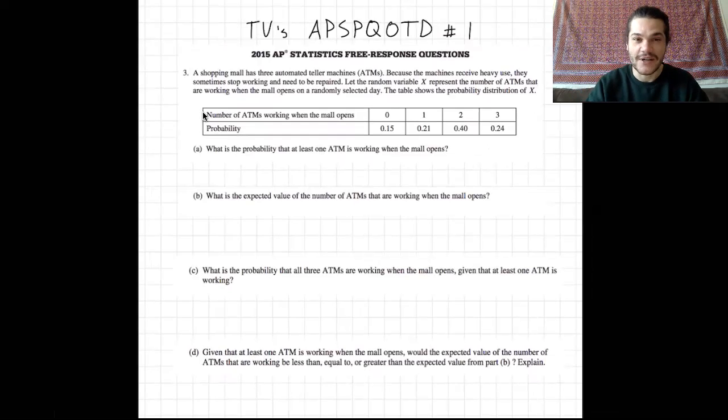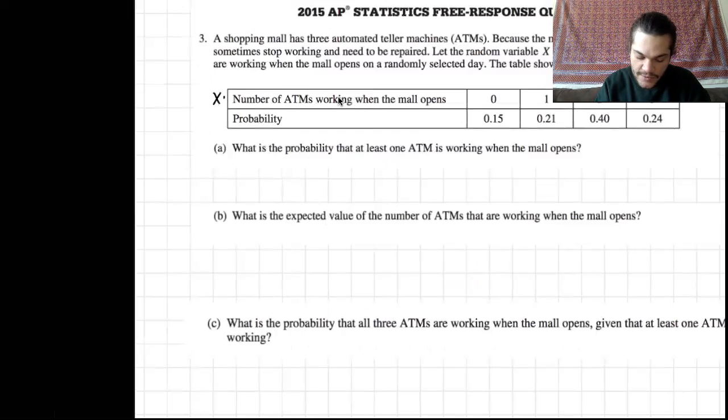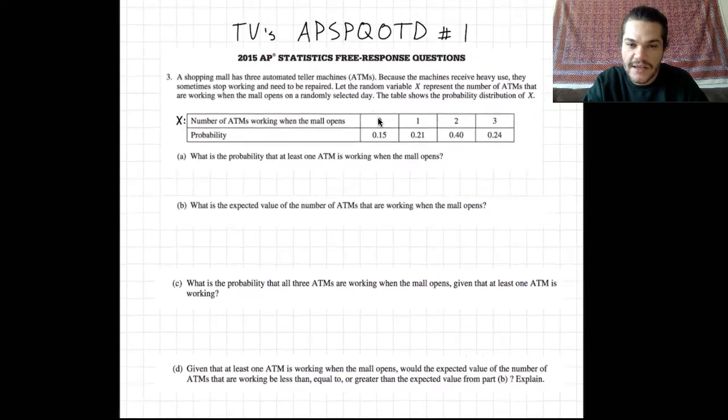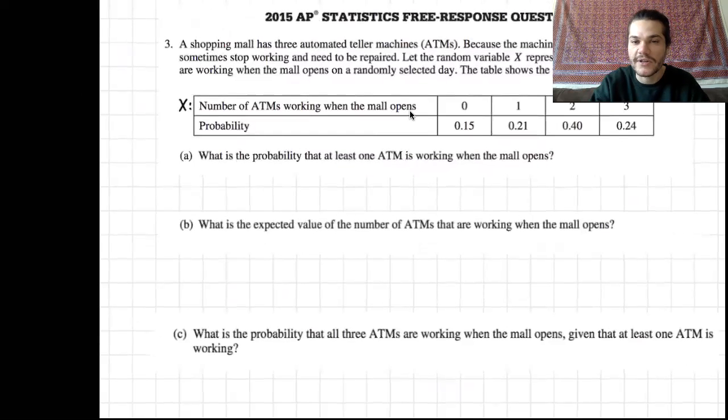Today we are going to start things off from 2015, question number 3. We are given the probability distribution of this variable x, the number of ATMs working on a day at the mall. Sometimes there's no ATMs, 15% of the time. When there's only one open, that's 21% of the time, and so on. So we're given the variable x takes on 4 different values, and then below it is the probability that x equals any of these numbers. So this is the probability x equals 0, the probability x equals 1.